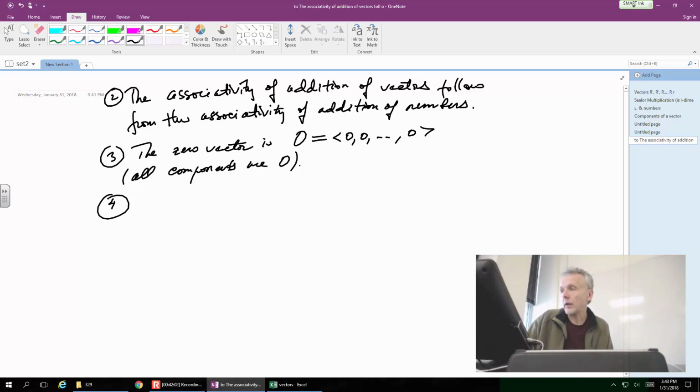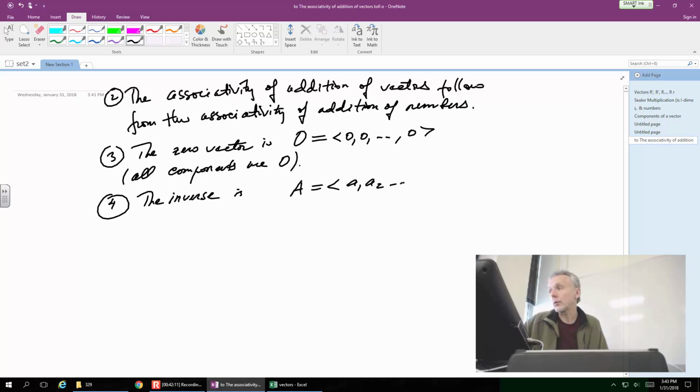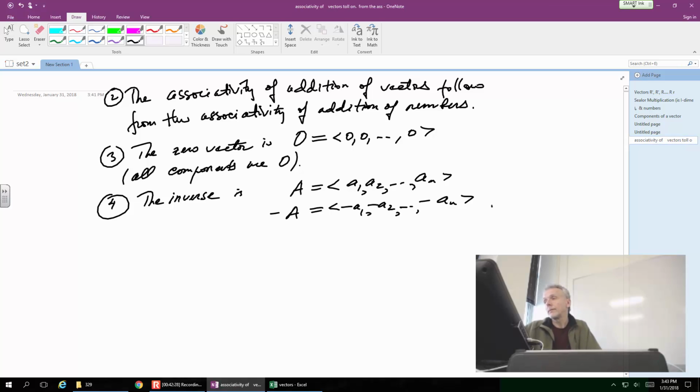And fourthly, the inverse. If my vector A is A1, A2, ..., AN, then negative A, once again, is the inverse of every component. So it will be negative A1, negative A2, ..., negative AN. Okay, so that works out pretty well.